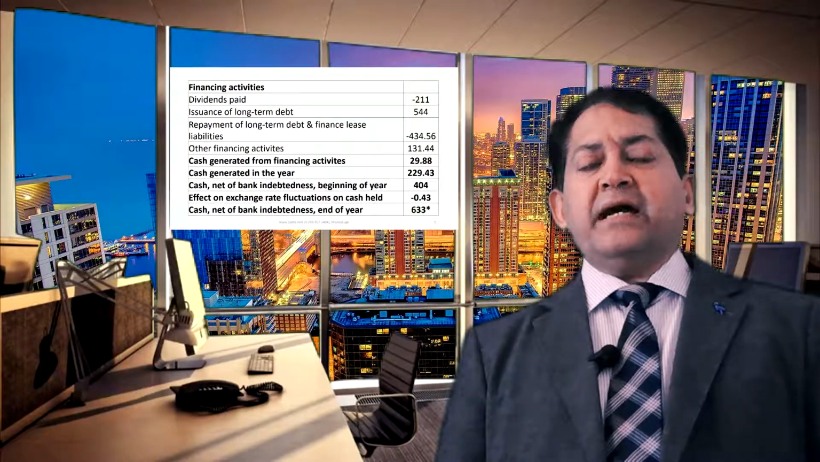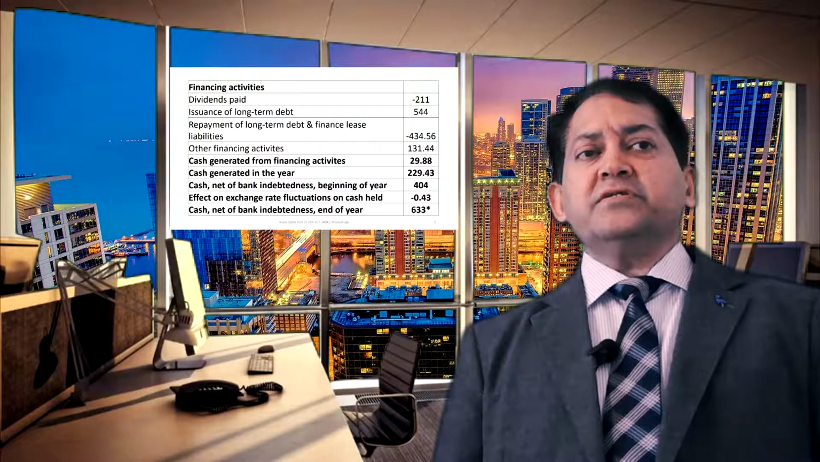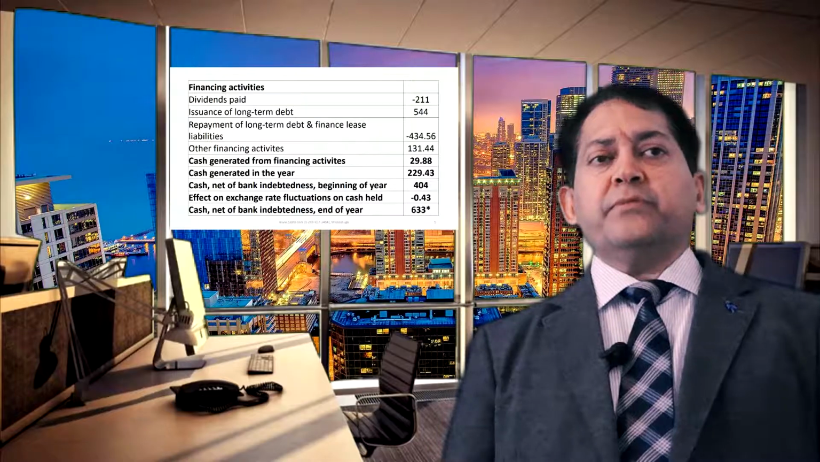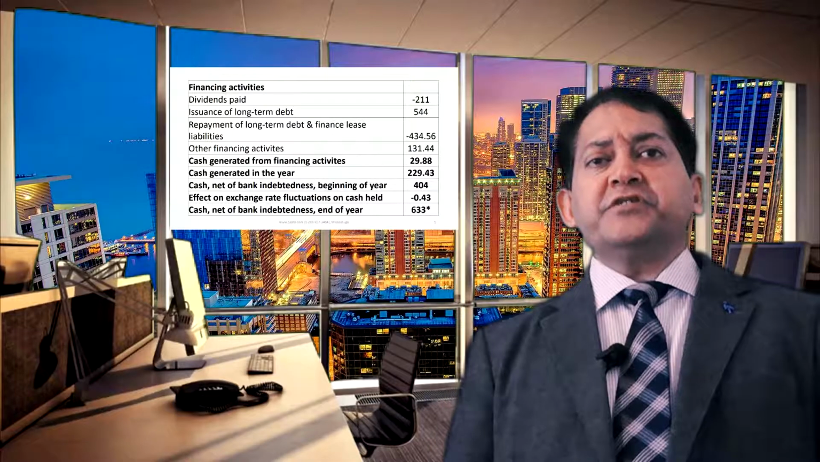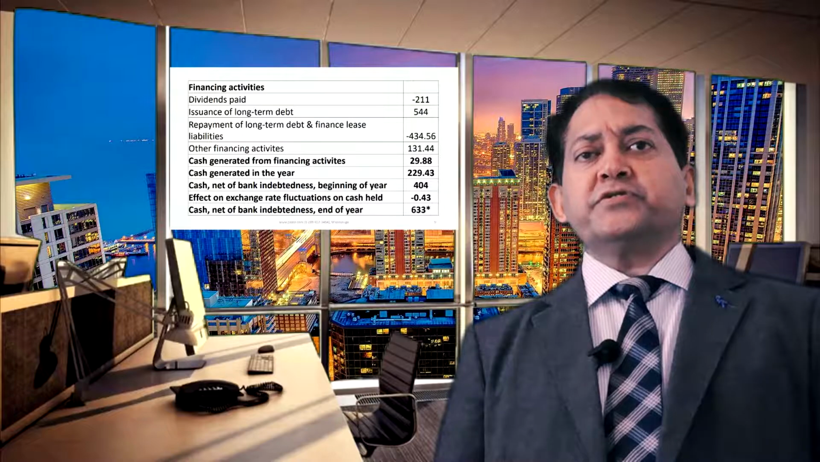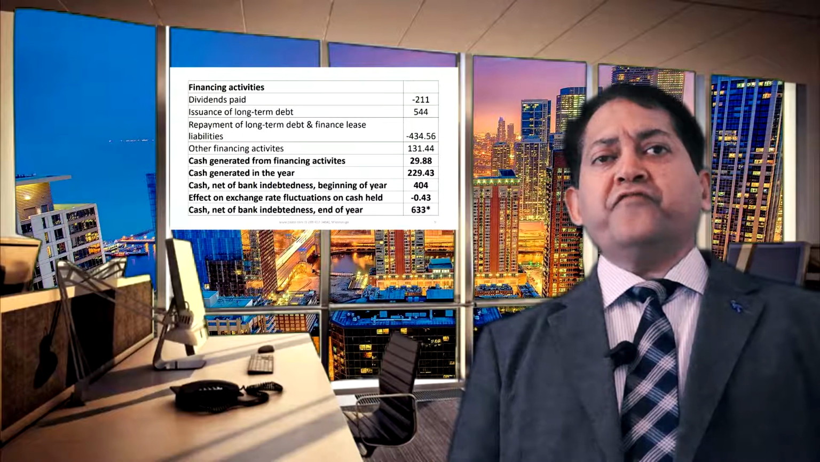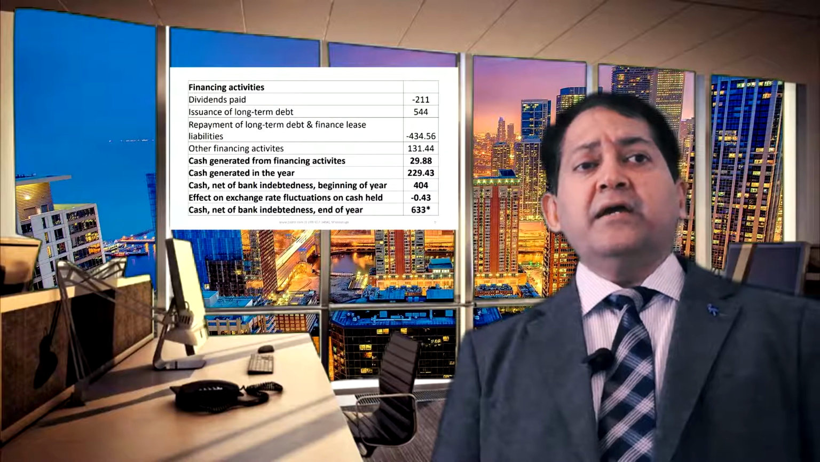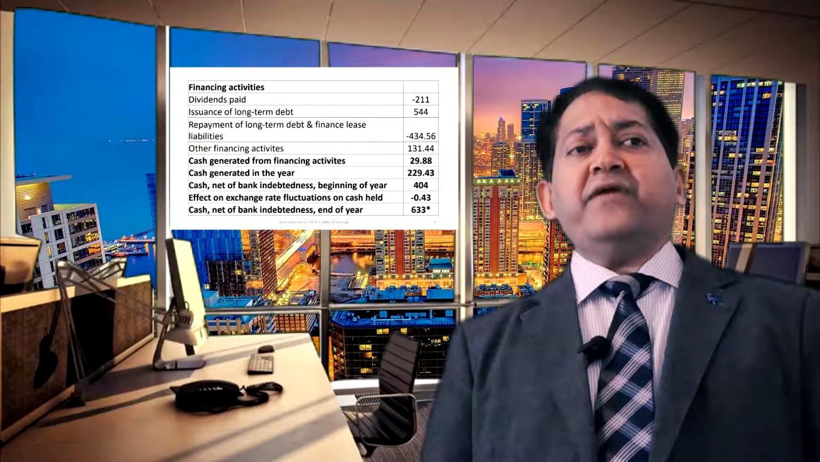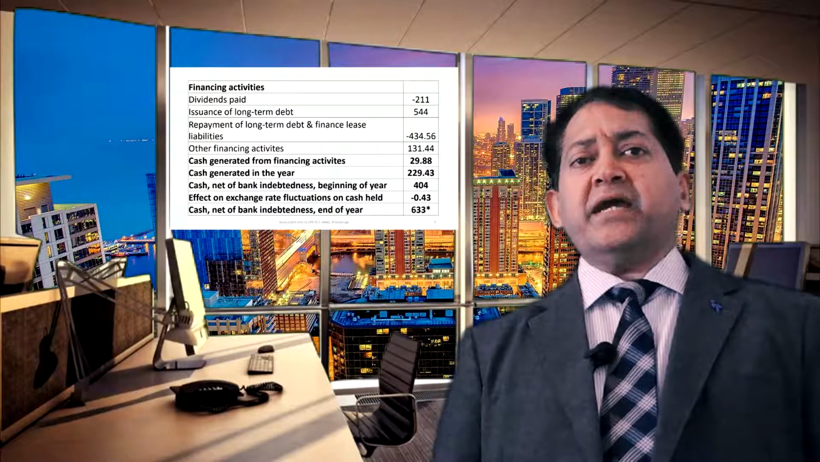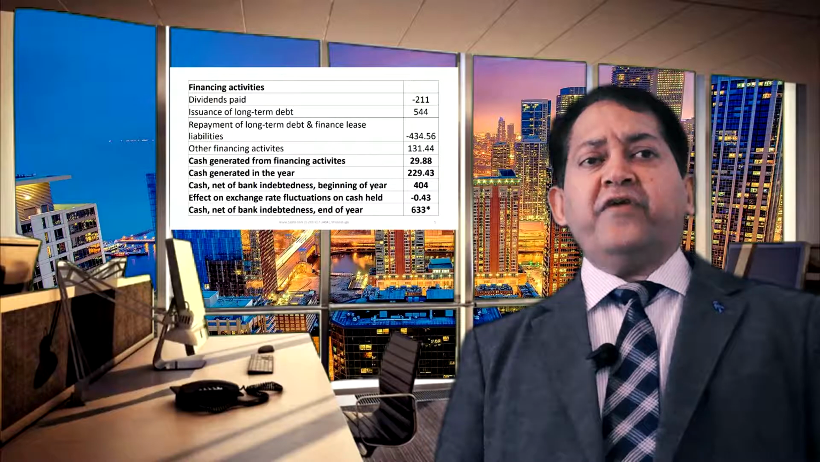Now we move to the last component, the financing activities, that is, how you financed your business during the past fiscal year. Dividends paid is a cash outflow of $211 million. Issuance of long-term debt is a cash inflow of $544 million. And there's a repayment of long-term debt and finance lease liabilities. Of course, it's a cash outflow of $434.56 million.